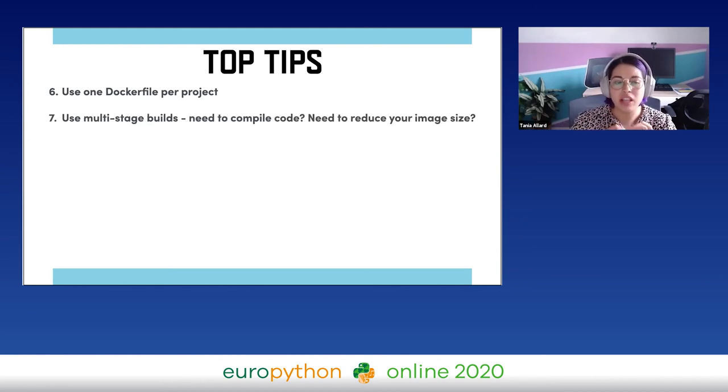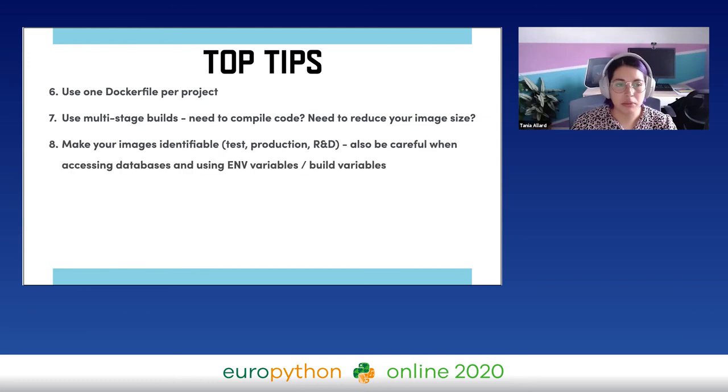And use multi-stage builds. If you need to compile code, if you need to reduce your image size, if there is no way that you can use build flags or environment variables when you're orchestrating your containers, use multi-stage builds, and make your images identifiable.